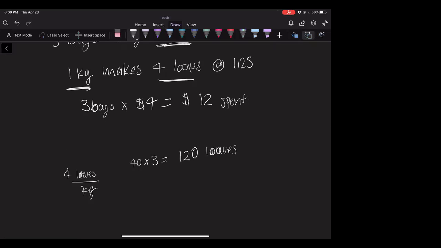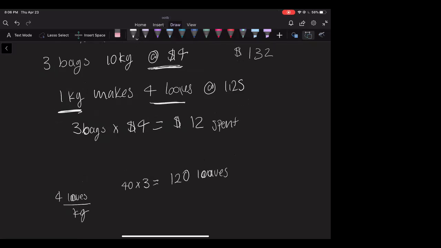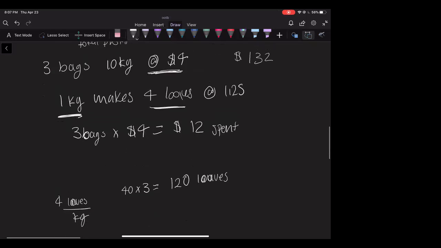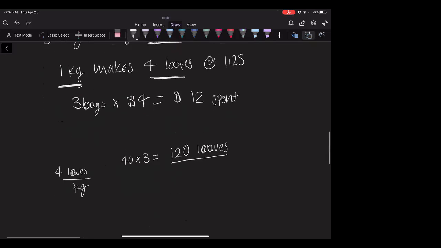And how much does he sell each loaf for? $1.25. I don't remember if it was $1.20 or $1.25. Okay, so it's $1.25, you told me. So we're gonna divide the loaves by $1.25. Do you know why we're dividing and not multiplying?